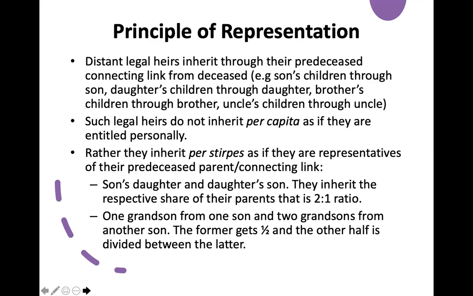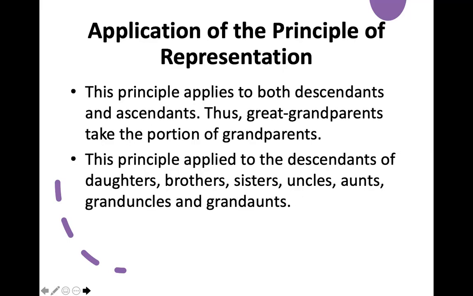generally. One grandson from one son and 2 grandsons from another son: the former one grandson gets 1/2 and the other half is divided between the latter two grandsons because they inherit their father's share, not in their own right. This is the rule of representation. This is applied in Shia law. It is not applied under Hanafi law or Sunni law.